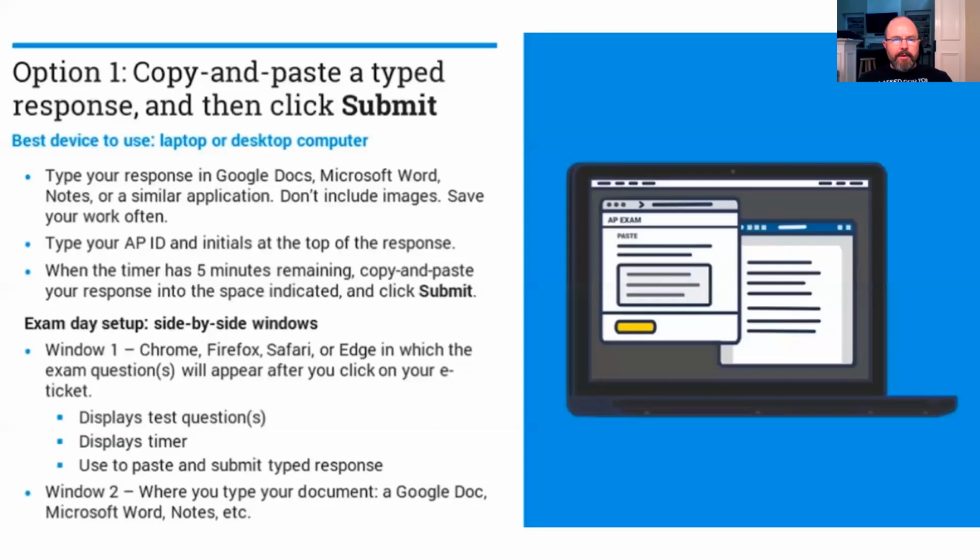That's your individual AP ID, your initials. When the timer has 5 minutes remaining, copy paste your response in the space indicated and click submit. This is super important. There's going to be a warning when you're testing that says you have 5 minutes remaining. The time that you're supposed to take answering the question ends at that point. That extra 5 minutes is just for you to submit the problem.